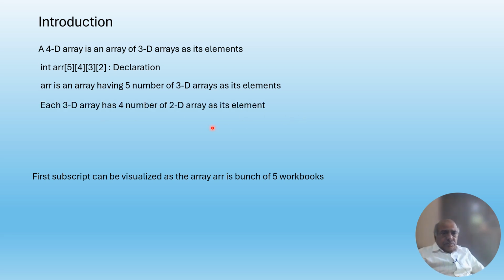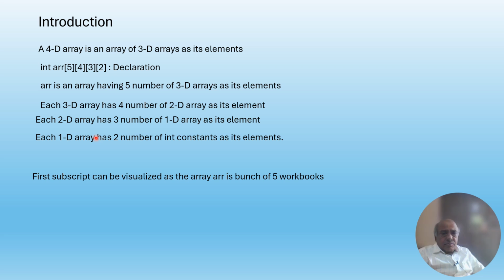The next subscript, 4 in this case, tells us that each 3D array has 4 2D arrays as its elements. Each 2D array has 3 1D arrays as its elements, and each 1D array has 2 int constants as its elements. So a 4D array is an array of 3D arrays, a 3D array is an array of 2D arrays, a 2D array is an array of 1D arrays, and a 1D array is an array of int or float or char constants as it has been declared.